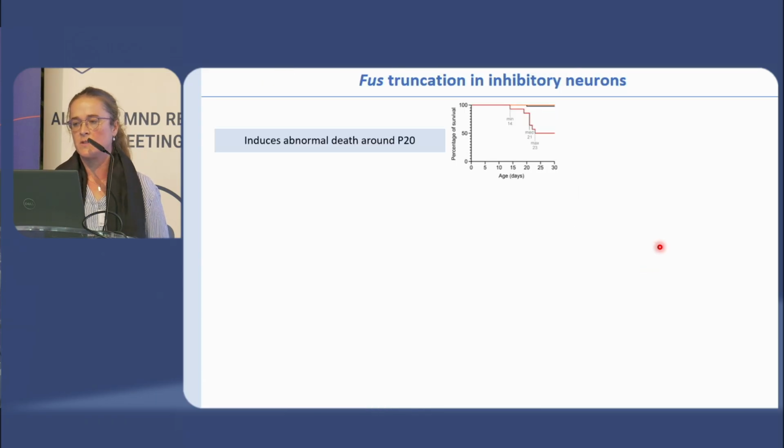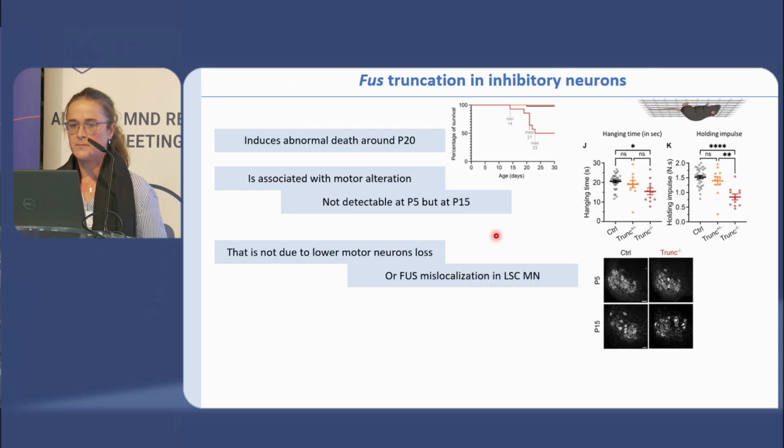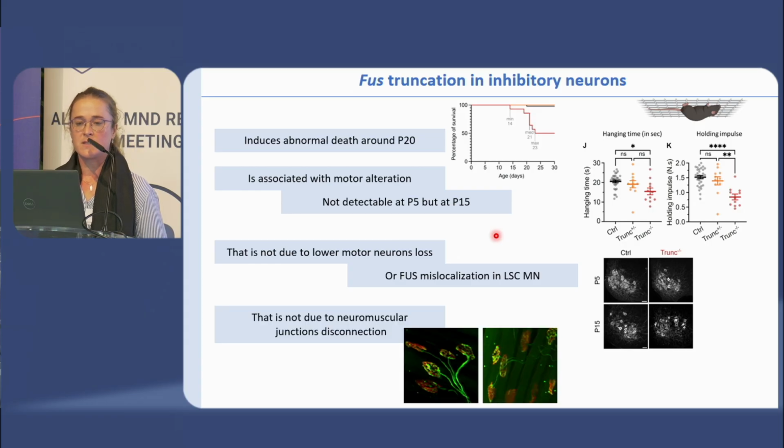So in this study, we demonstrated that a truncation of the FUS NLS signal in inhibitory neurons specifically induces abnormal death around P20 that is associated with motor alteration but not detectable at the really early stage. These alterations are not due to a lower motor neuron loss or FUS mislocalization in the lumbar spinal cord motor neurons, and this is not due either to a neuromuscular junction disconnection. So, of course, we wonder what's wrong.